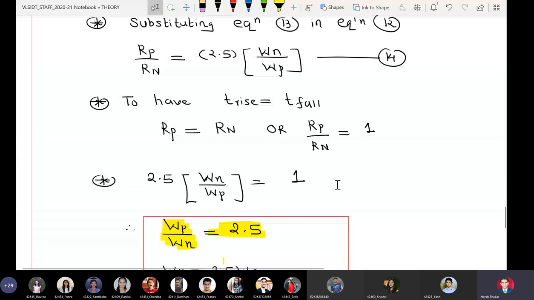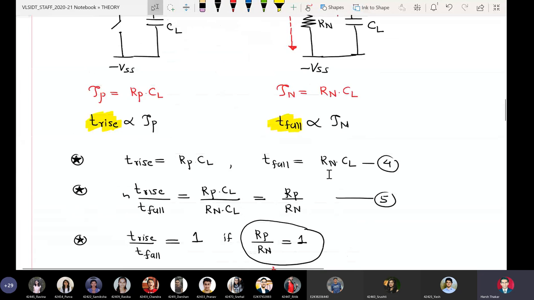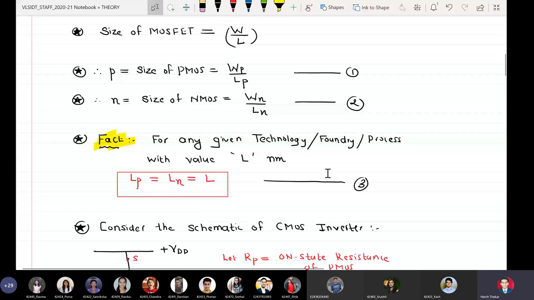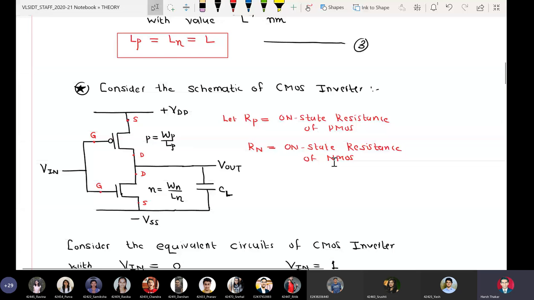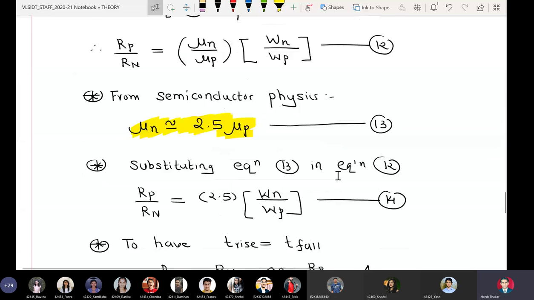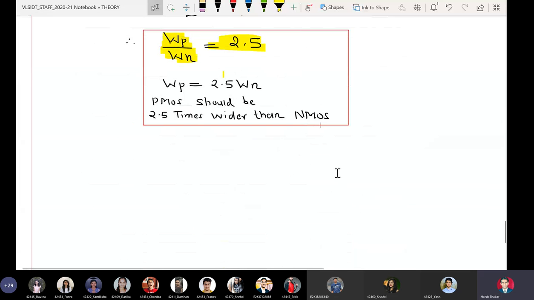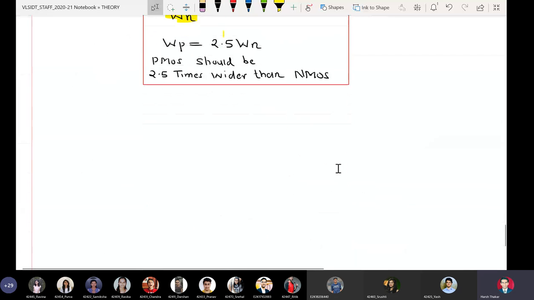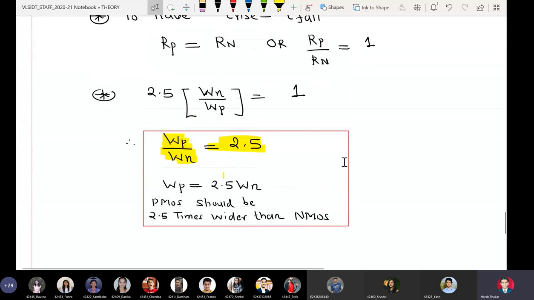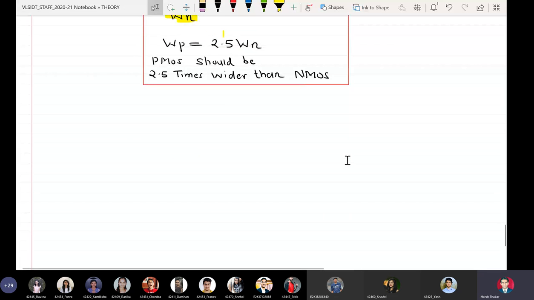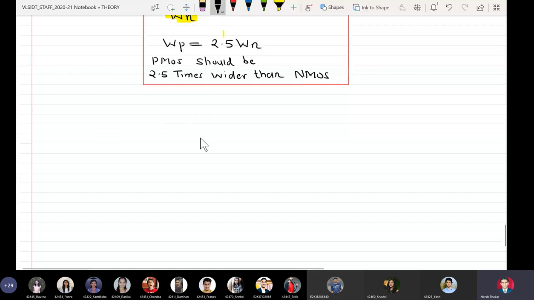Okay. So based on all this mathematical analysis, we have concluded that equal rise time and fall time of a CMOS inverter will only be possible if I use wider PMOSs than NMOSs. Okay, PMOS should be 2.5 times wider than NMOS. Now somebody may say, sir, do you have any statistics? Yes, we do have statistics.